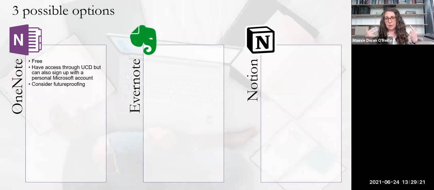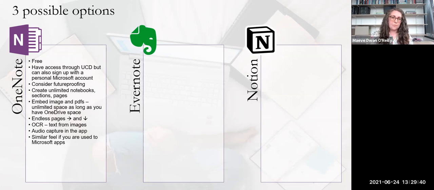But again, just think about future proofing. If you move to an institution that doesn't use Microsoft 365 or you change completely, you might lose access to those notes. And you can export from OneNote, but it is a bit time consuming. So you could use OneNote and use a personal account, or use the UCD and sync across. That's your choice. There's a lot of pros to it.